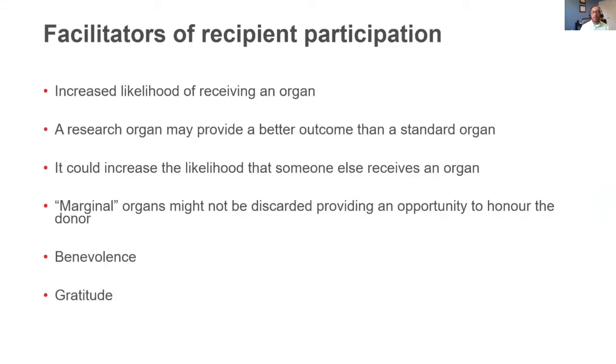So what are some of the reasons why a recipient would want to take part in some of this work? Well, first and foremost, if you're on the list, this could potentially increase the likelihood that you're going to get an organ. Further to that, you may also have a better outcome than with a standard organ because of that intervention that's been performed. On top of that, there's also the increased likelihood that somebody else receives an organ. By accepting a research organ, you are essentially increasing the pool of available organs. And so you may get an organ, and somebody else on the wait list might get an organ now that you've accepted that research one.